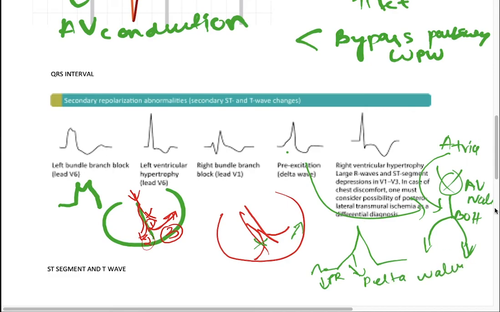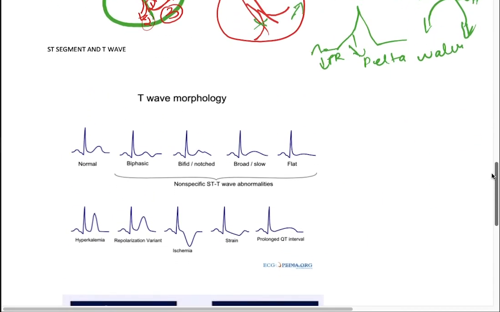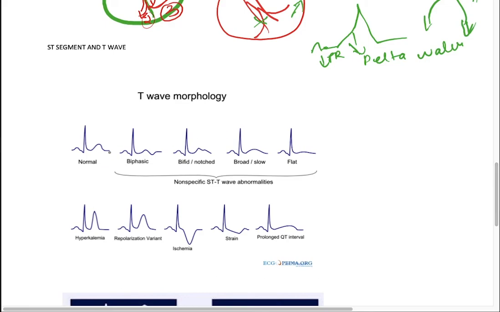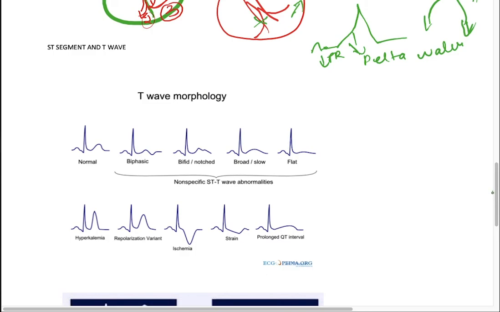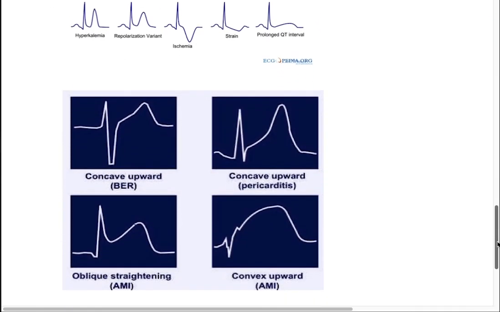Then coming to the last bit, how a T wave pathology looks. There are many terms we refer to: normal, biphasic, bifid, broad and flat. And if you look at some key conditions like hyperkalemia, you'll have a tall T wave, right? Then there is the repolarization variant. Then ischemia, you can see an inversion of the T wave. Then there are cases with prolonged QT interval. This and all you have to study in depth, you have to refer to standard textbooks.